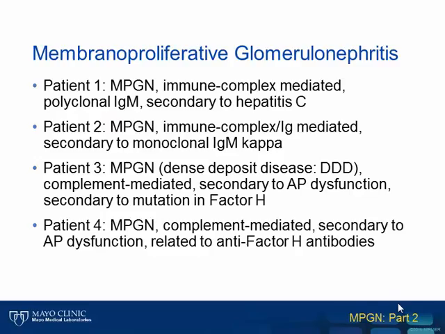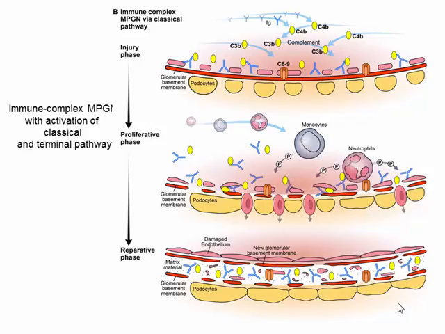Okay, so let's start from here. Patient number 1 and patient number 2 had immune complex mediated membranoproliferative glomerulonephritis, or MPGN. Patient number 1 had an infection. Patient number 2 had a dysproteinemia, and I can give you many examples of MPGN from autoimmune diseases as well. So those are the immune complex mediated MPGNs. But what about the complement mediated MPGNs, or what's called C3 glomerulopathy? And that was patient number 3 and patient number 4.